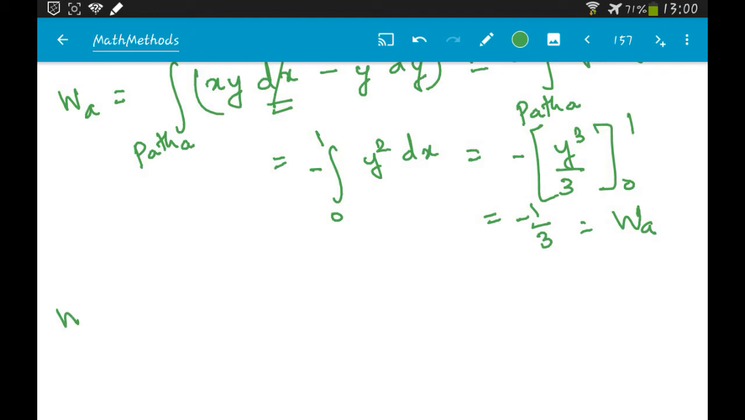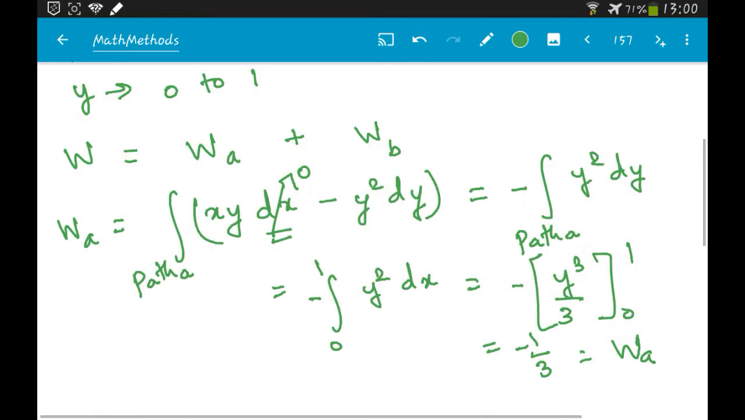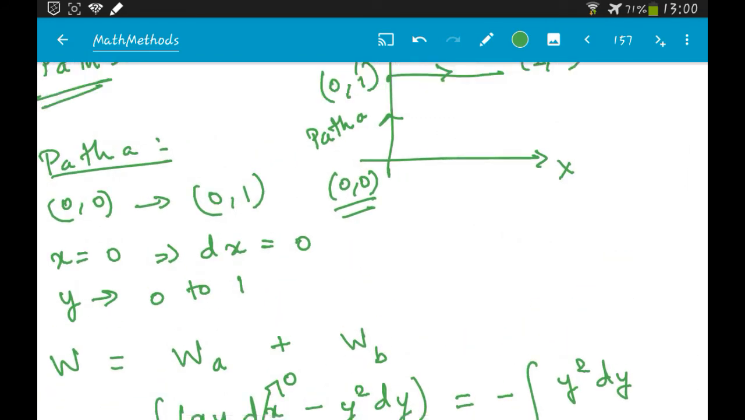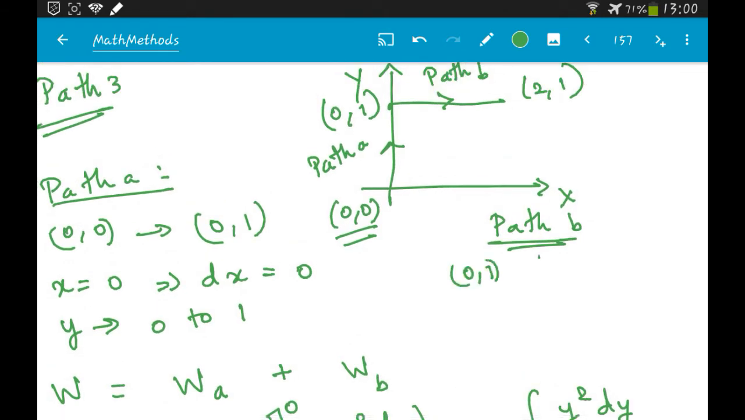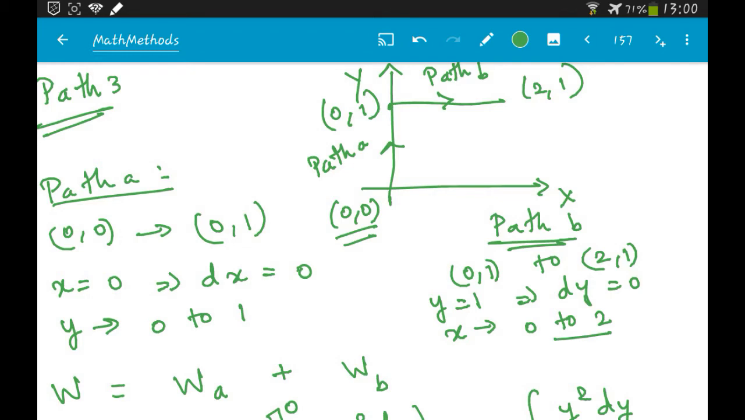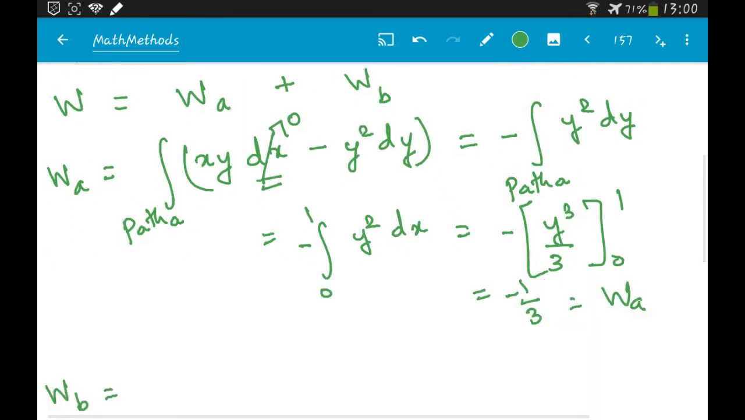Now what is WB? Right. So let's look at path B, right? So what is for path B? So for path B, it goes from 0, 1 to 2, 1. So y stays at 1, which means dy is 0, right? Because y is constant throughout. And x goes from 0 to 2. Okay.